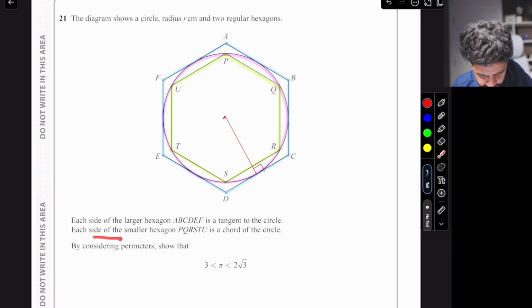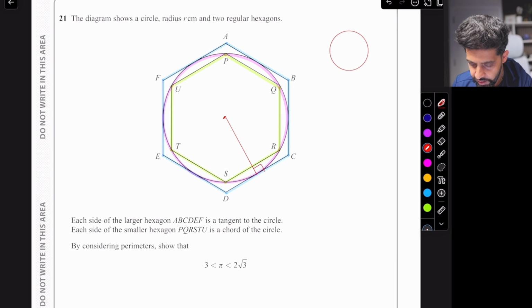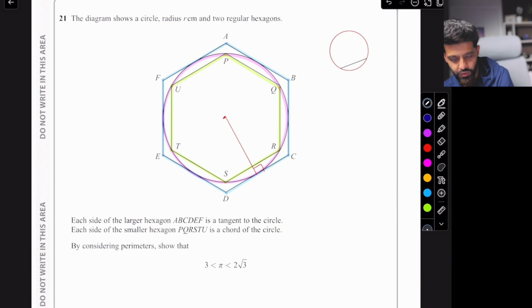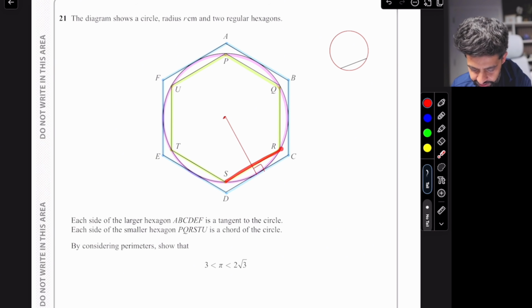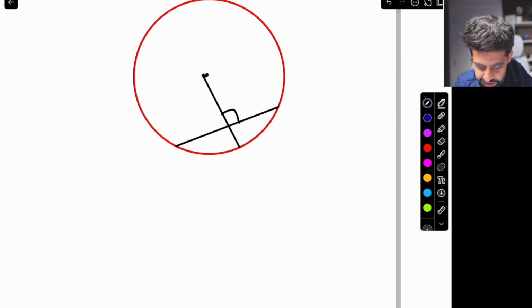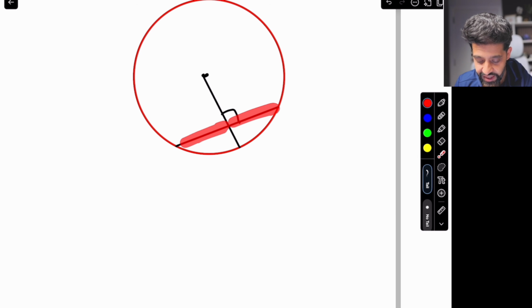Next. Each side of the smaller hexagon, the green one, is a chord of the circle. Just to remind you what a chord is: something that goes inside the circle from one end to the other end, but it doesn't go to the center. That's a chord of a circle. So this line here is a chord to a circle. Now the important thing is, a chord and a radius. What's the link between them? Well, let's zoom in here. A chord and a radius meet at 90 degrees, and it's exactly half.